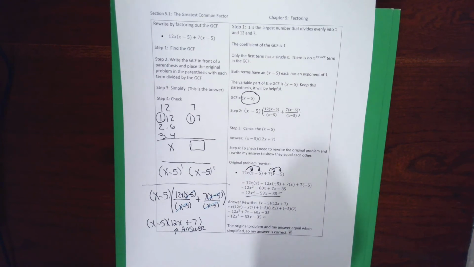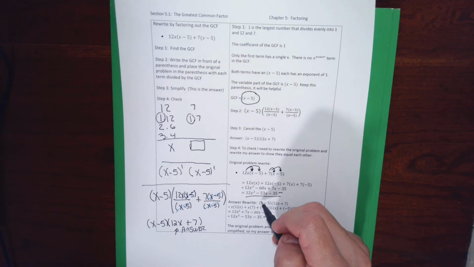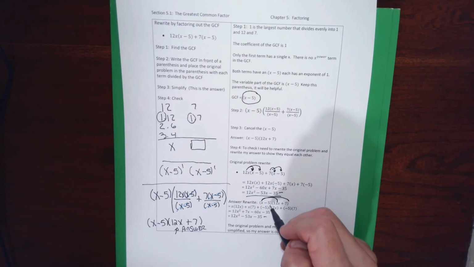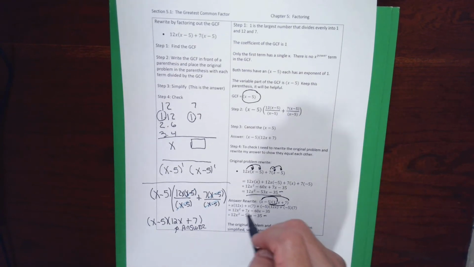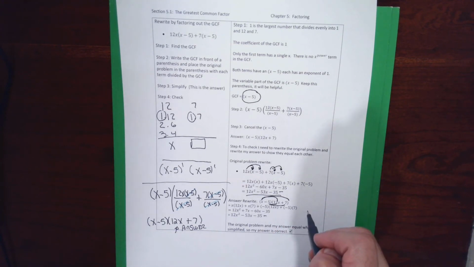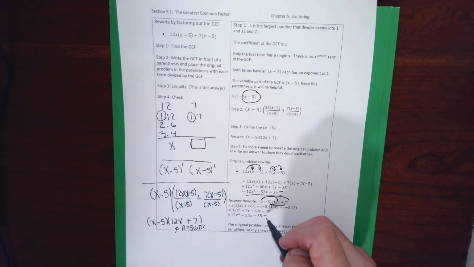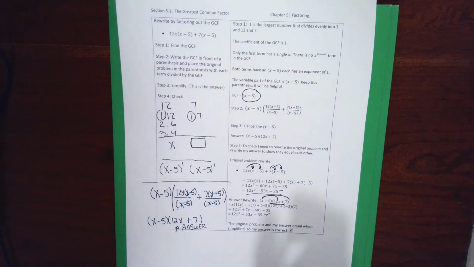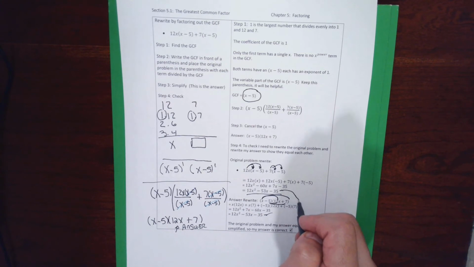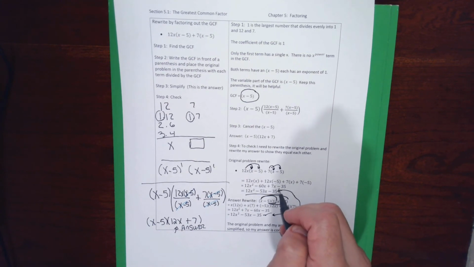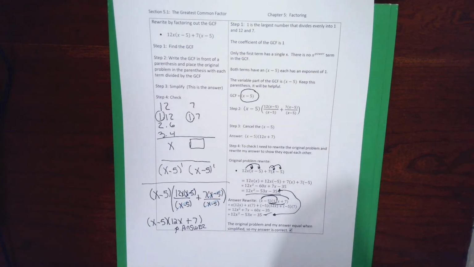Then I just said take my answer and rewrite it by foiling. So I did x times 12x, x times 7, minus 5 times 12x, minus 5 times 7, did the 4 pieces of the foiling, cleaned up the terms, combined them, and the rewrite of my answer and the rewrite of my original problem are the same, so it checks. That's how we would check these. They're really clunky to check.